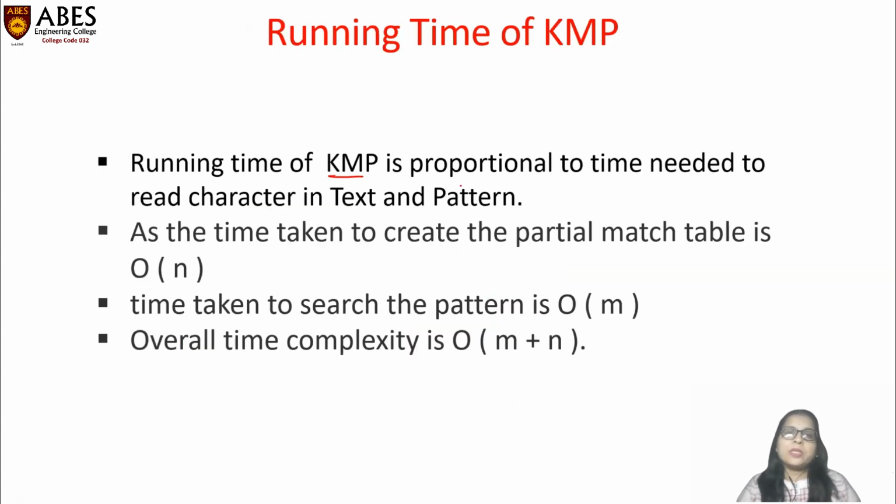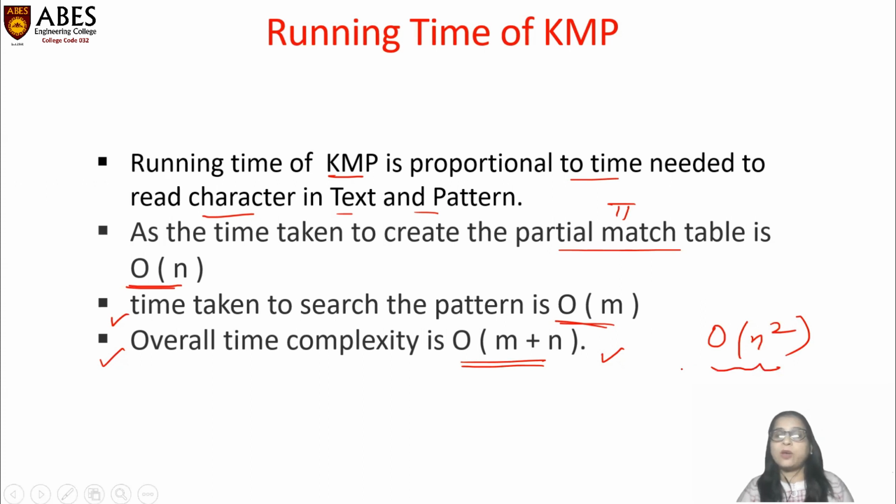So the running time of KMP is proportional to the time needed to read the characters in the text and pattern. The time taken to create the partial match table, which is the pi table, is order of m, and the time taken to search the pattern is order of n. So overall complexity is order of m plus n, which is linear time, and of course it is faster as compared to order of n square, which is the time complexity of the naive string matching algorithm. That's why KMP is a faster algorithm.